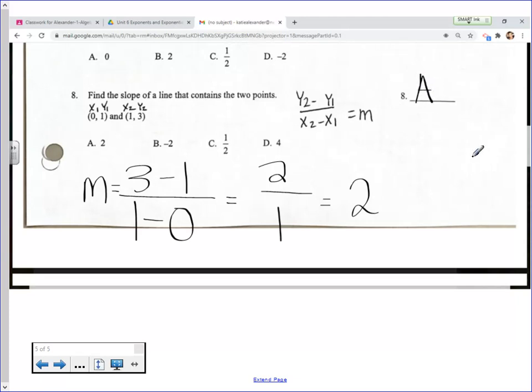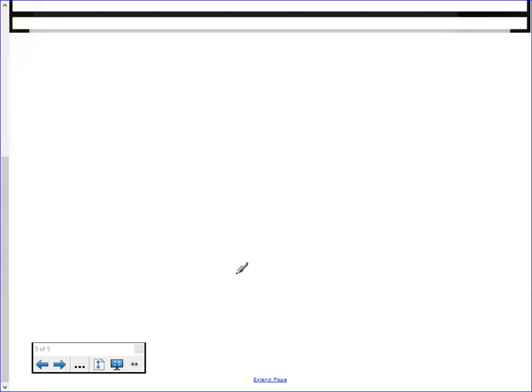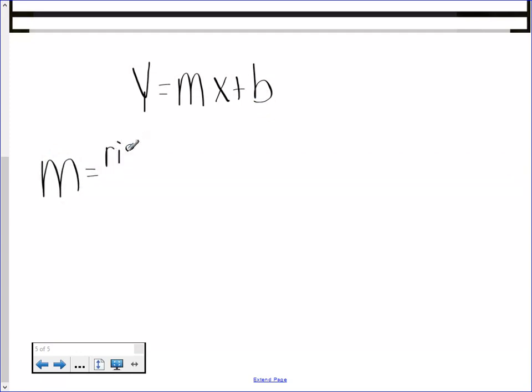Okay, turn your paper over. This is what I'm asking you to do in class right now. I'm going to remind you of what you're looking at. You have an equation that is y equals mx plus b. M stands for slope. This tells you your rise over your run. B tells you where it crosses the y-axis, the y-intercept.